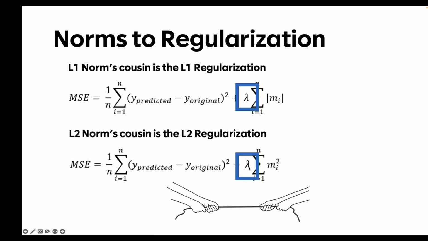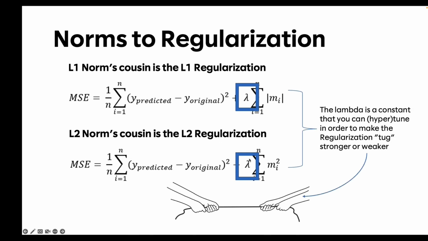so this term here, this lambda, is a constant that you can play with in your models. It's like hypertuning in order to make that regularization tug either stronger or weaker. So if you set it to 0, then you're not going to have any regularization. So it's going to tend to overfit the model. You're going to have a very crazy overfit model.